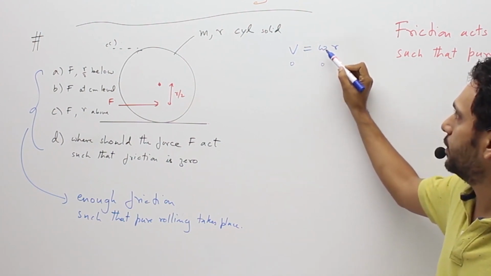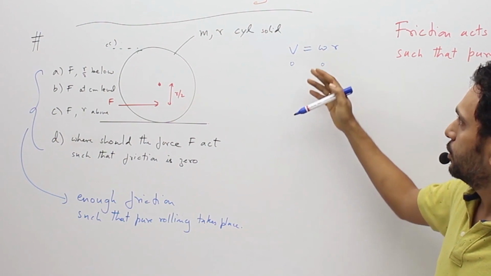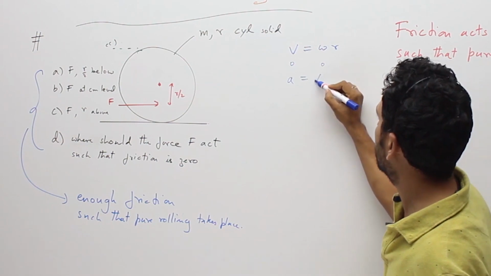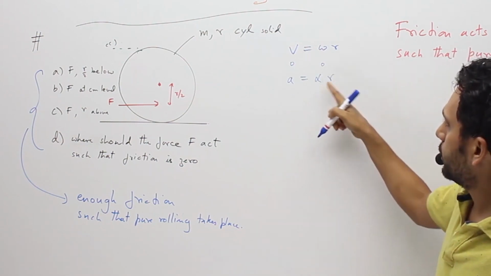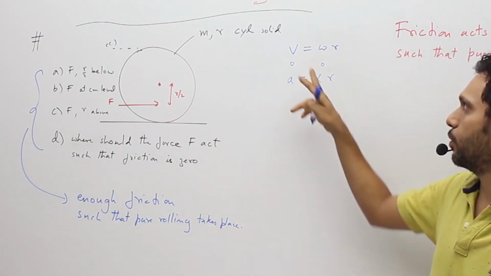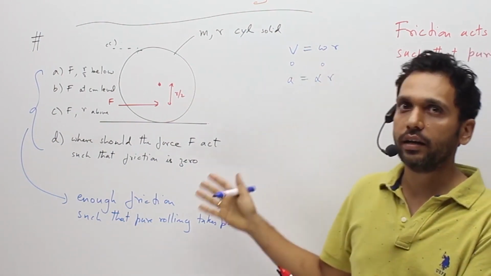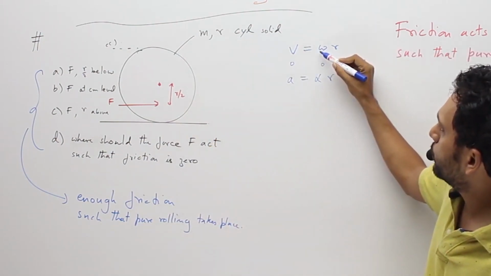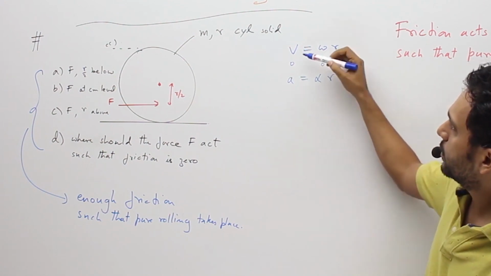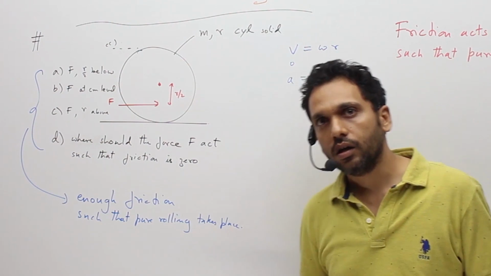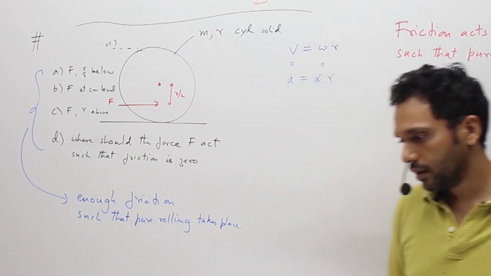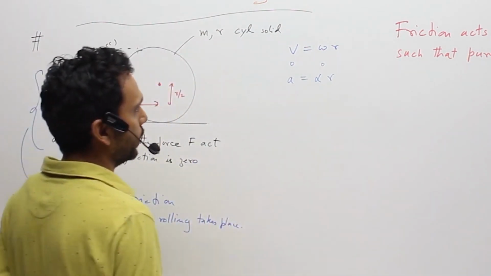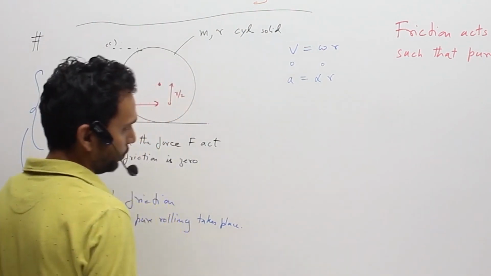So d omega by dt, the change in omega by dt, and dv by dt is nothing but acceleration, and d omega by dt is nothing but alpha. So your alpha times r should be equal to a, such that v remains equal to omega r at any given point. The new v becomes a new omega times r, because the change in omega in dt time is your alpha, and the change in v in dt time is your acceleration. So if a is equal to alpha r, then it will be pure rolling. That is what the friction will try to achieve.